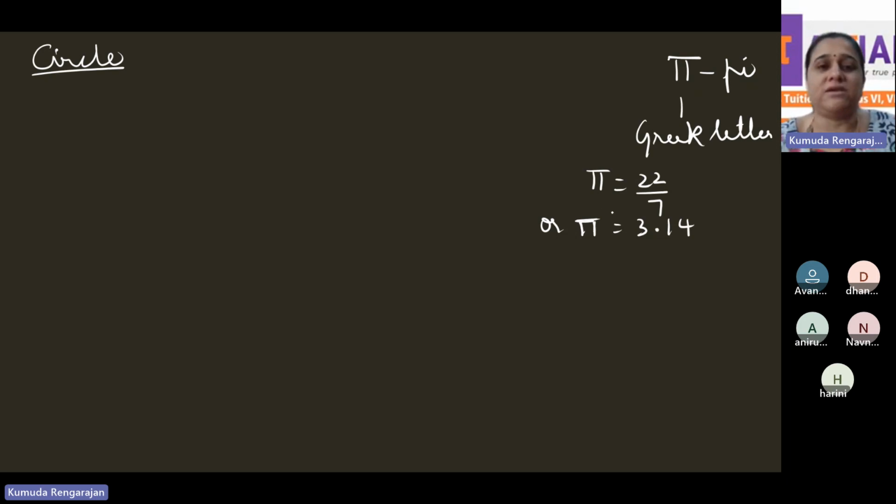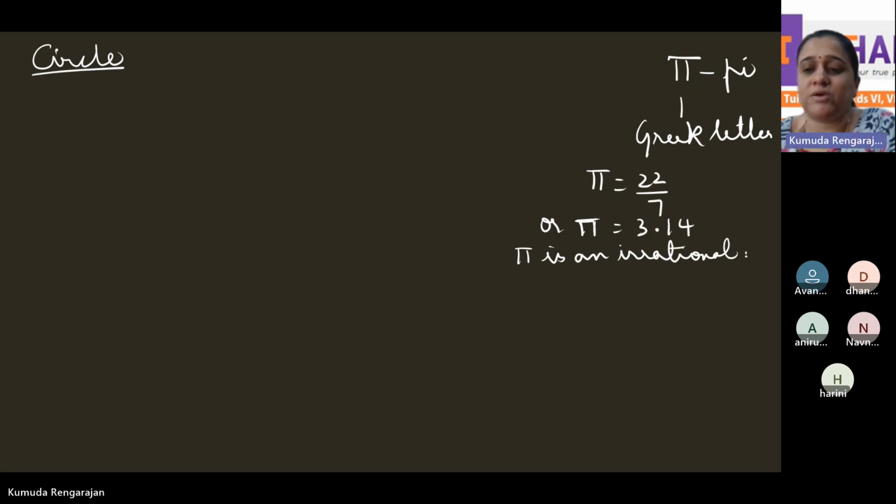Now you will learn about pi in higher classes: what exactly is pi, and why is it used in mathematics? Now we say pi is an irrational number. We'll not go into all this. For your knowledge, pi is an irrational number, because it has a non-terminating, non-repeating decimal expansion. That's just for your knowledge.